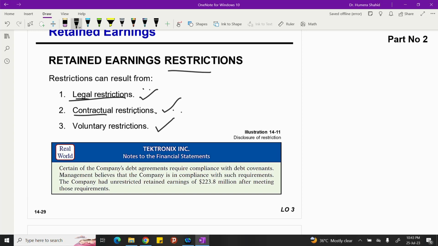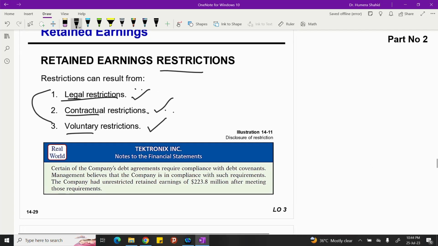And then the third one is voluntary restriction. Voluntary restriction comes from the company's own understanding. Company wants to maintain a proportion of earnings as retained with them for the future expansion purposes. So there are three categories of restrictions on the retained earnings.